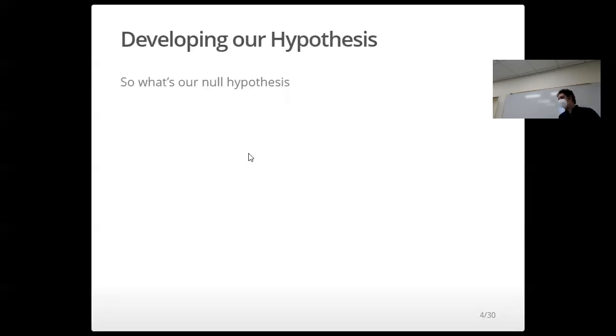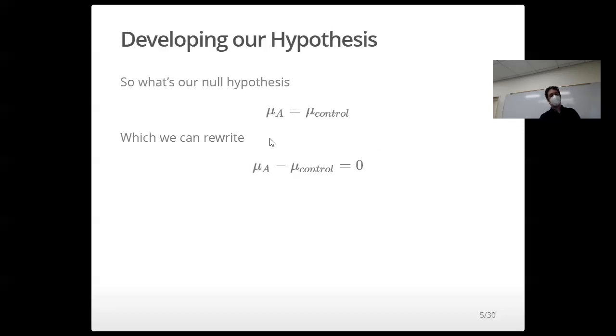So what's our null hypothesis to check whether the control and condition A are different? How would we state the null hypothesis? Yeah. So there are two ways to do it essentially. We could say the population mean of A equals the population mean of control, or you could say that the difference between them is 0. So this is really the easier way to think about it. This is the way the math works down here.